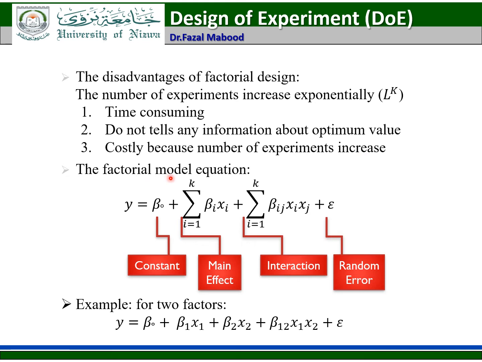The factorial model equation, here you see this is the response. Here this is B naught, the coefficient, the constant, plus the summation over i of Bi xi, and this is the interaction. So this is the main effect, this is the interaction effect, and this is the random error. For two factors, here you see B naught, B1 x1, B2 x2, this is the main effect, plus B12 x1 x2, this is the interaction, and here this is the error.